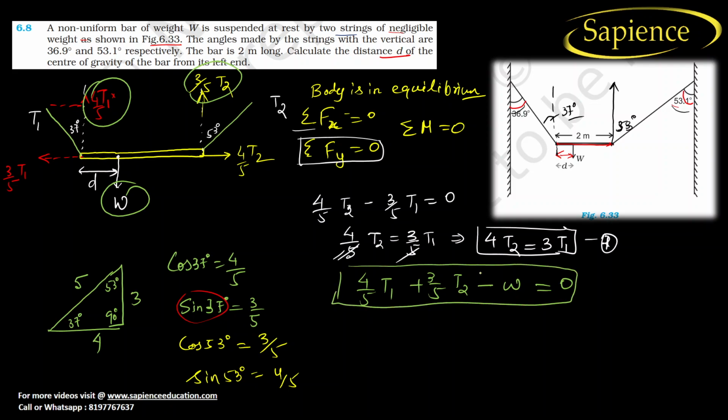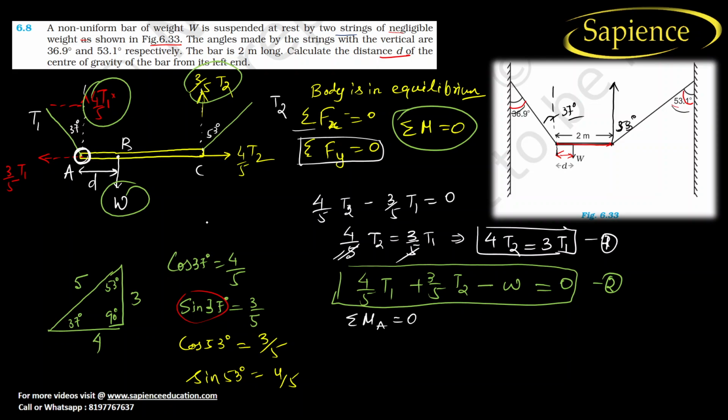This is the second equation. Now the third equation is that the moment about any point will be 0. For easy purpose we can consider the moment at this point. Let us consider this as point A, this as point B, and this as point C. So moment about A is equal to 0.